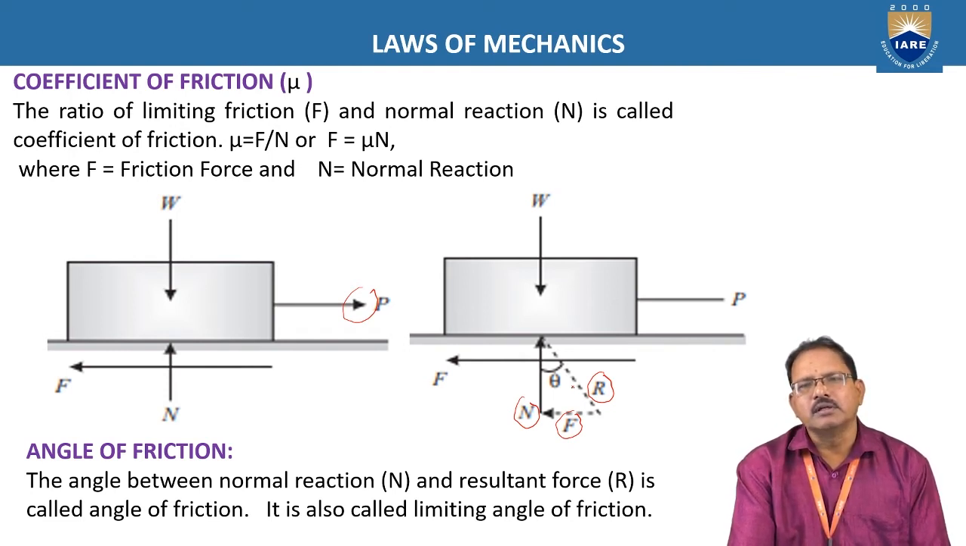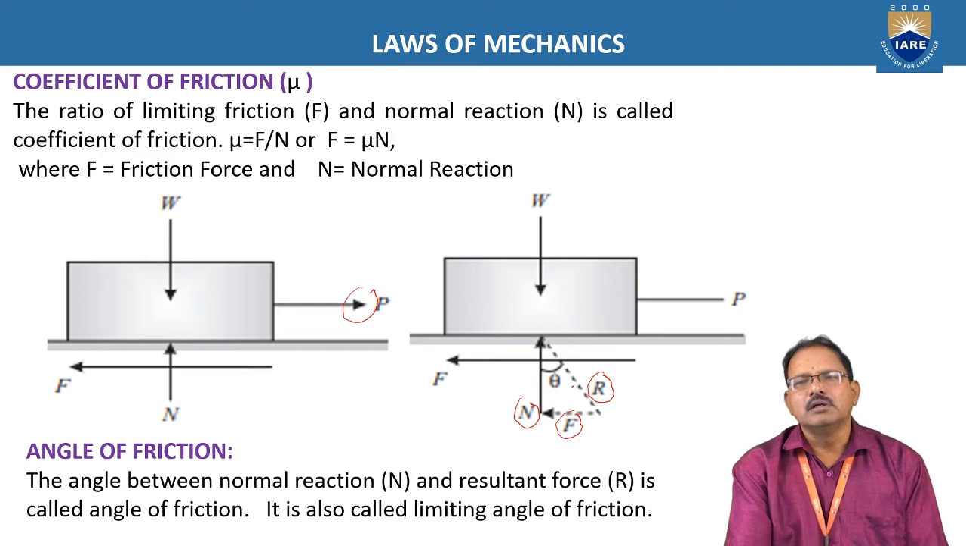That is, the angle of friction is the angle made by the resultant of the frictional force and normal reaction with the normal reaction, and it is also called the limiting angle of friction.